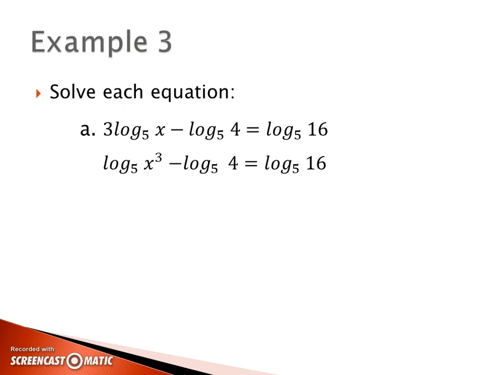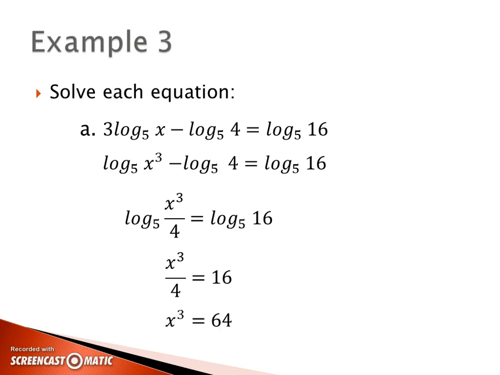Now we're going to use the quotient property, so minus makes it division, so it's log base 5 of x cubed divided by 4. And that's still equal to log base 5 of 16. Because they're both log base 5, we're going to set them equal. x cubed over 4 equals 16. We multiply by 4, so x cubed equals 64, and we take the cube root of both sides, we get x equals 4. Alright, that is it for the properties of logarithms.